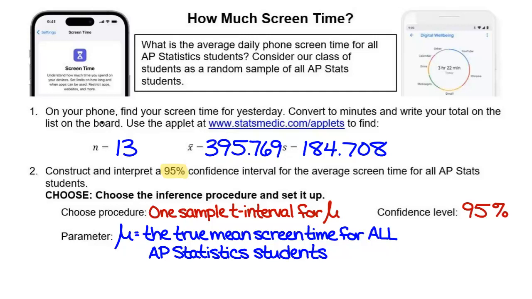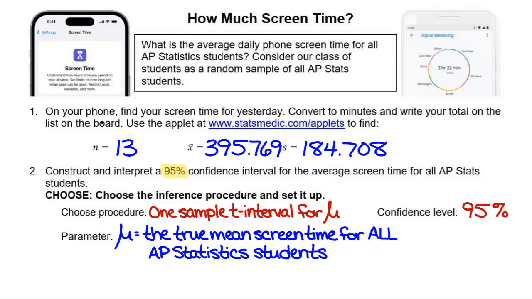And then we get to the check. What are the things that we need to check? Random, 10%, and large sample, which we're checking large sample to check for what? We're checking for normality there.